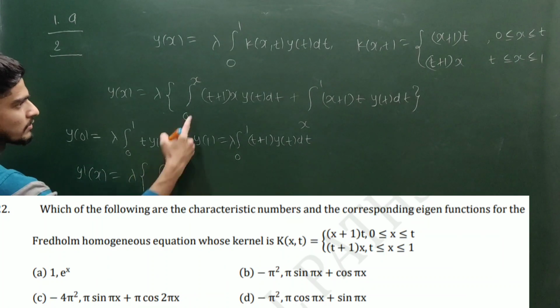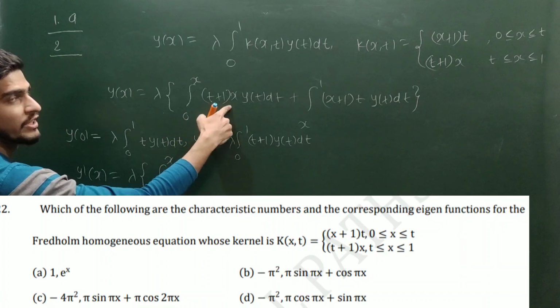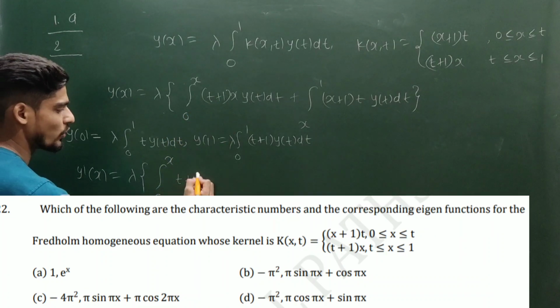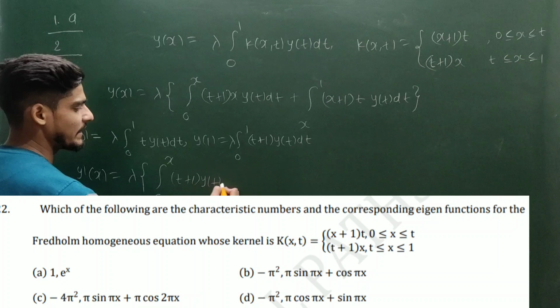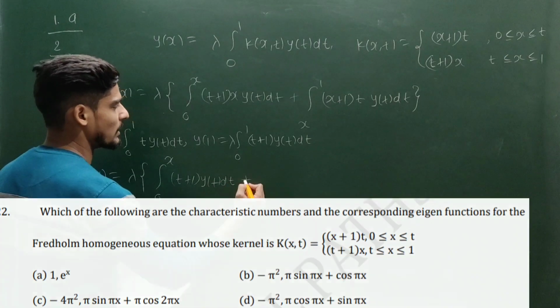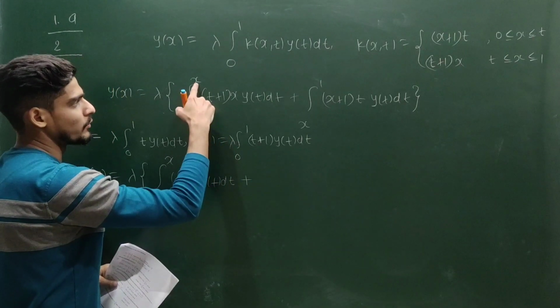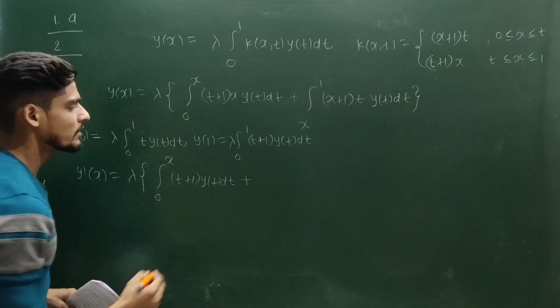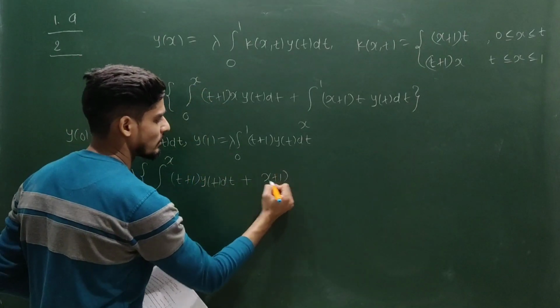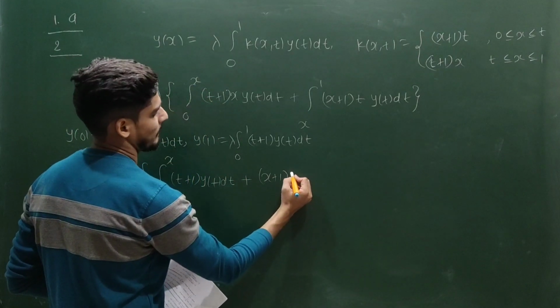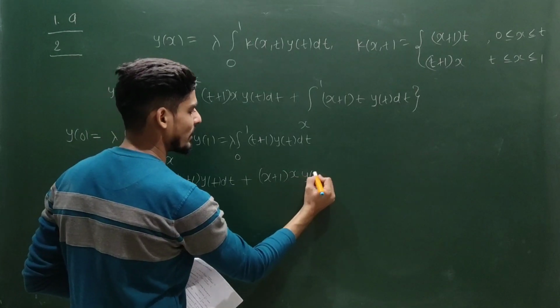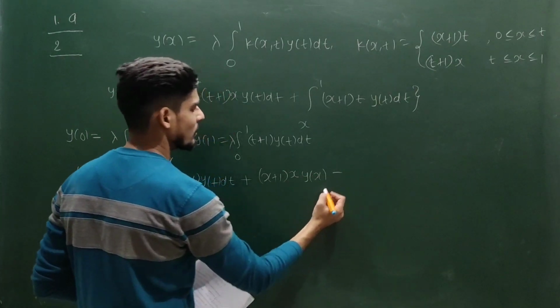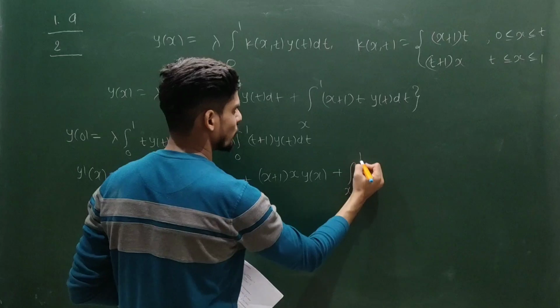Now if I differentiate this by using Newton-Leibniz formula, then I am going to get lambda, this is 0 to x. If I differentiate with respect to x, then I am going to get (t plus 1) y(t) dt plus, if I put x in place of t, then I am going to get (x plus 1) times x y(x), plus integral x to 1.